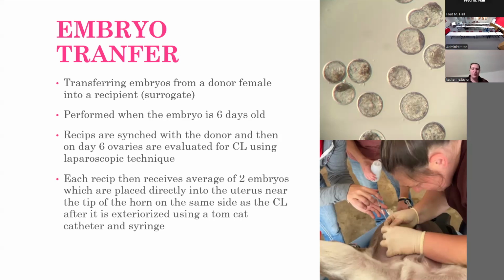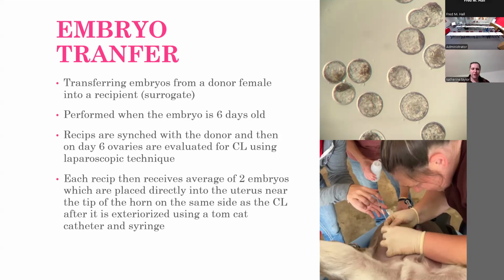It's a minimally invasive procedure, so it's mostly laparoscopic, but at the end, we do exteriorize that uterus. In the bottom photo, you can't really see it, but I have the tip of her uterine horn in my hand, and then we use a Tomcat catheter, which has the embryos in there, and then we inject those embryos within the uterus. Those embryos then float around in the uterus for a couple days, start growing, and then implant, and that surrogate carries those embryos to term.